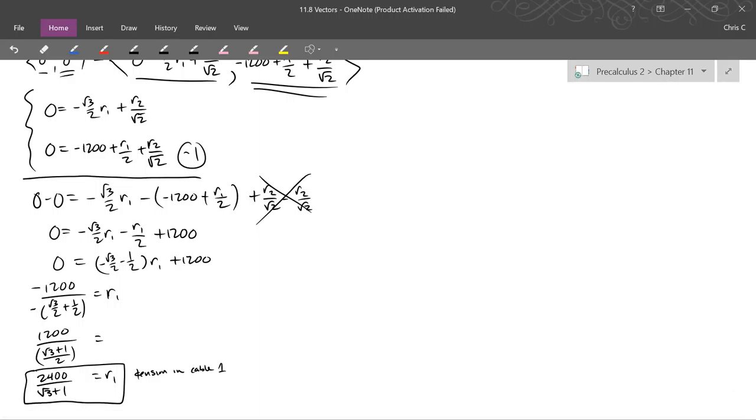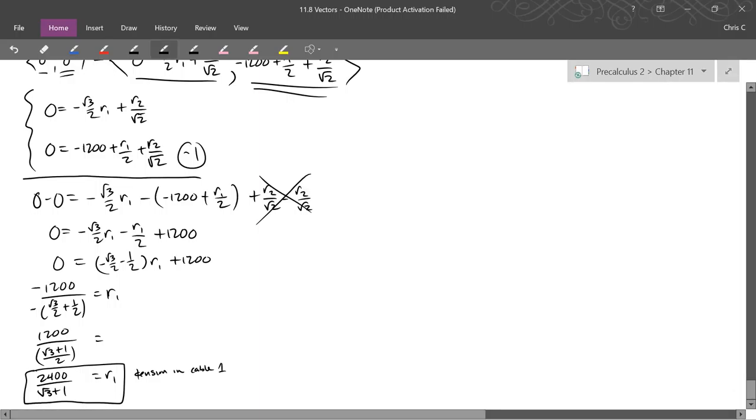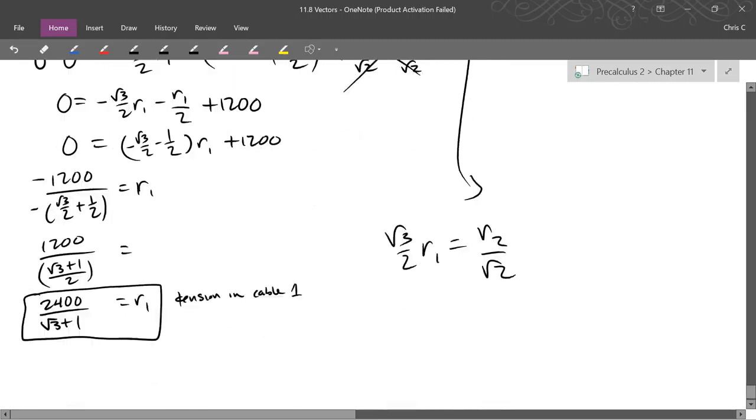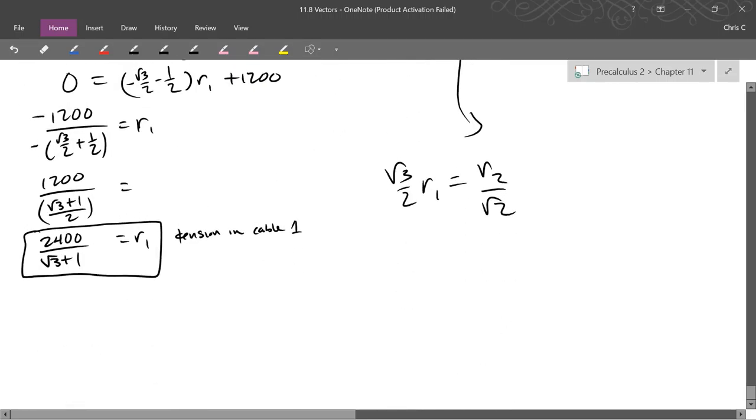Yep. So we'll use the first one. It's got less stuff in it. So we'll go with the first equation here. And I'll go ahead and add that negative square root 3 over 2 R1 to the other side equals R2 over square root 2. So now we're going to plug in the R1 value. Oh, that R2 looks just like square root 2.